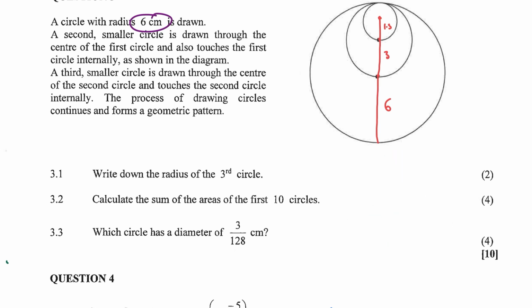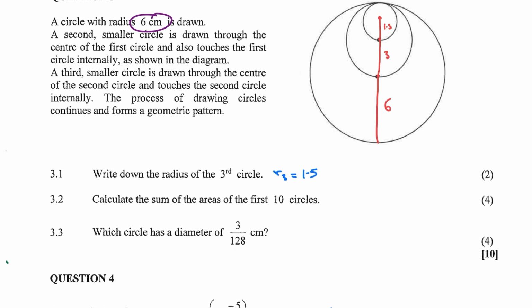Okay. Now, with this understanding, just jumping into the question. 3.1 says write down the radius of the third circle. So we already know the radius of the third circle. The radius of the third circle is equal to 1.5. That's basically your answer, and you get your 2 marks easy.